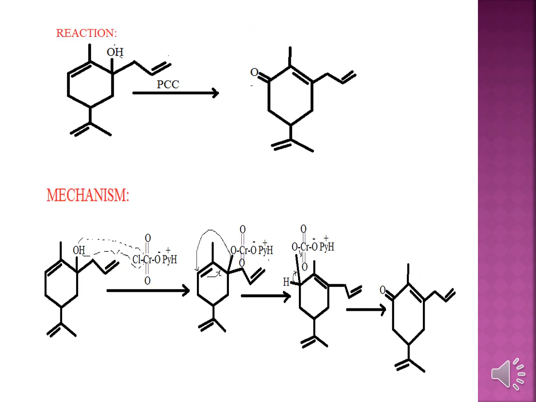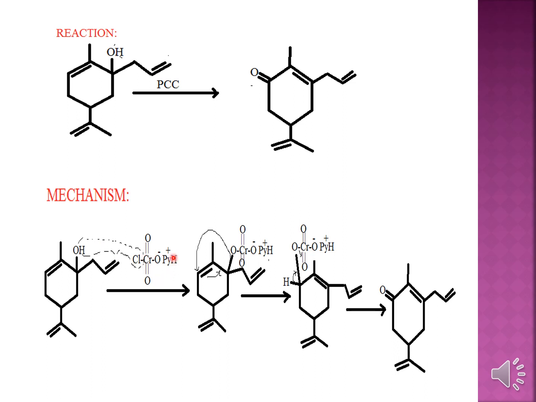This is also an example of a tertiary alcohol. Here you can see the precursor, and when you carry out the rearrangement reaction, you again get the ketone with a double bond. So let us see the mechanism for this.